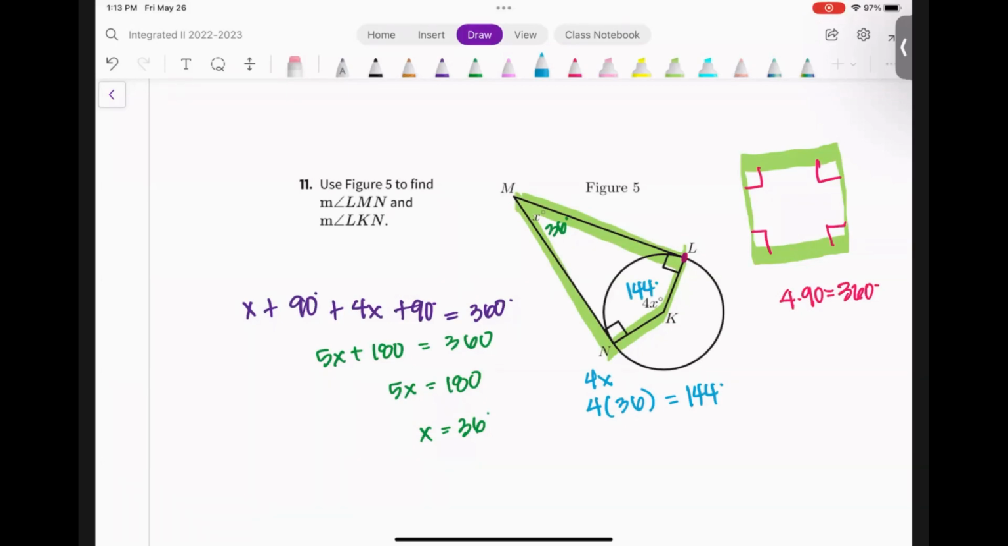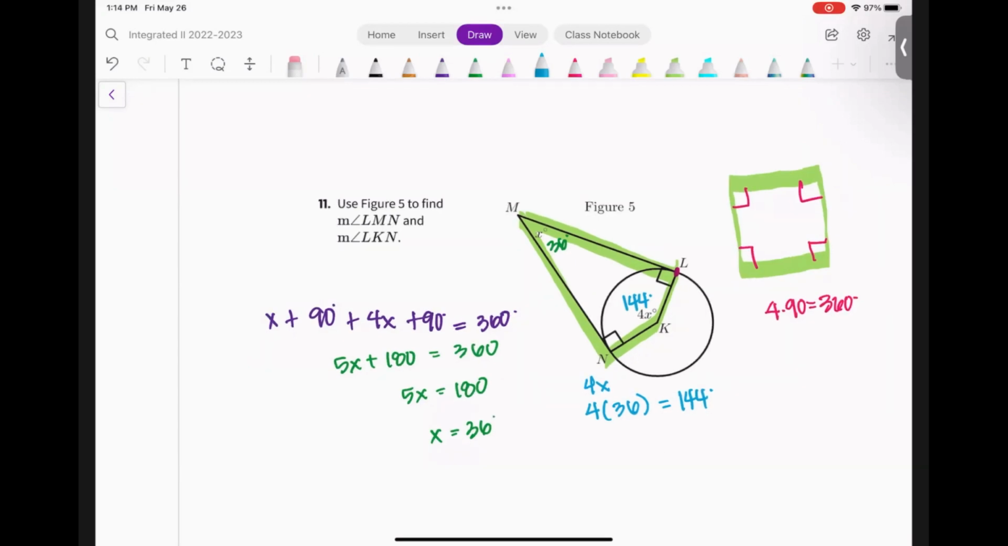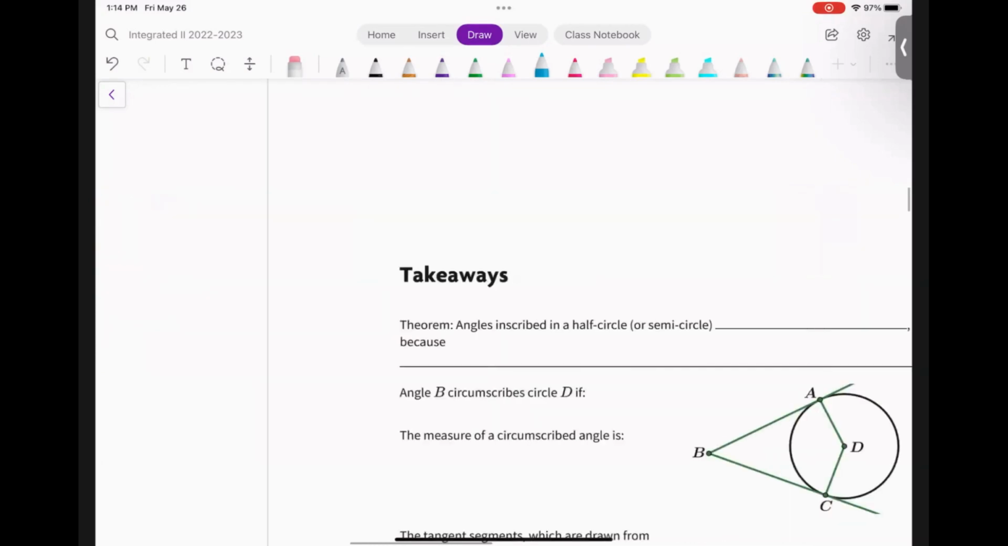There's another theorem you could have used, but I'm just going to tell you this one doesn't come to me as quickly as this way did. So the theorem that we could use is over here. I gotta find it.